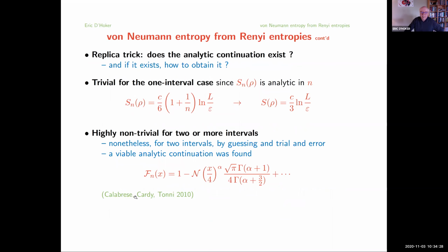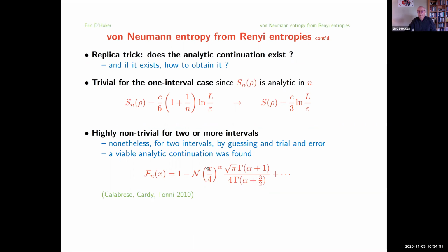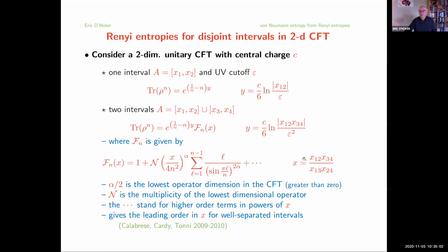Well, actually, Calabrese, Cardy, and Tonni, by a lot of trial and error and guessing, were able to find an analytic continuation that does the job, and it's given by this formula here. So given the complexity of this formula here, it's actually remarkable that you find something that's very simple. So going beyond this has not been possible using the replica trick.